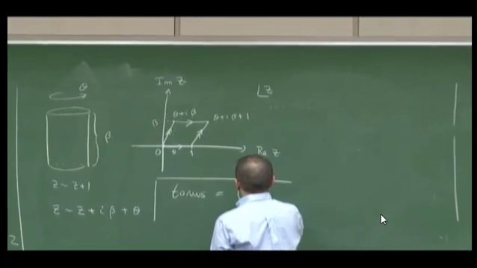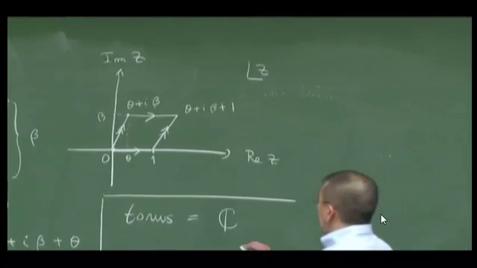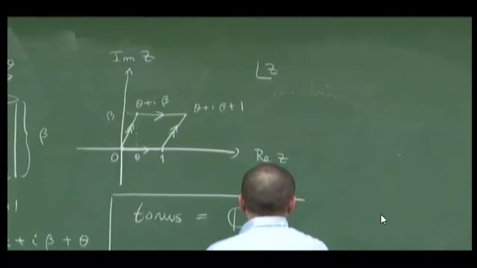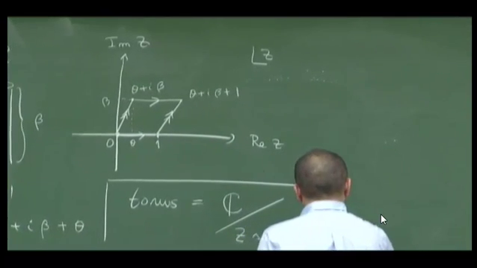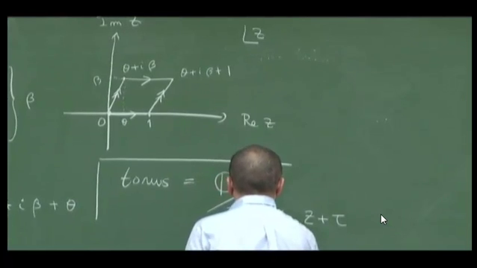You start with a complex plane C, and then you just identify by z going to z plus 1, but also z going to z plus tau, where tau is theta plus i beta.